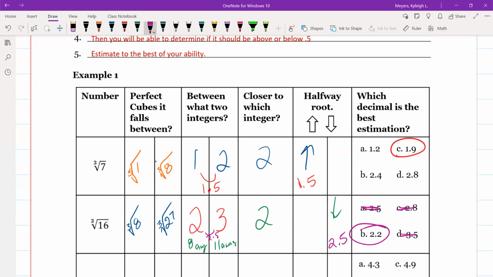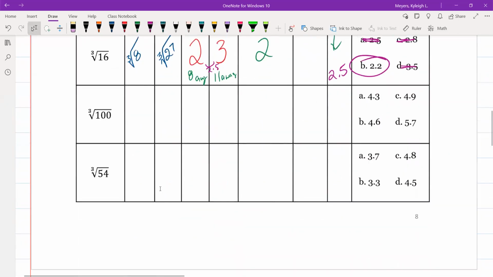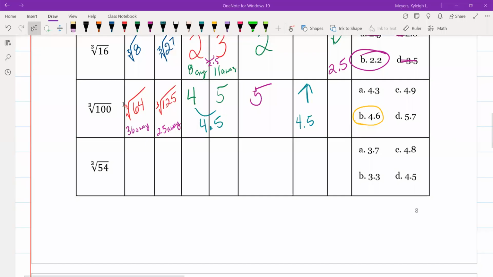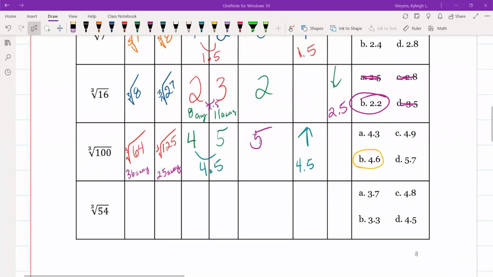Okay? All right, so I want you to pause the video and try the cube root of 100 and the cube root of 54 for me. So try those. All right, so hopefully you said, okay, the cube root of 100 is between the cube root of 64 and 125, which correlate to 4 and 5 respectively as integers. If you subtract the two numbers, the cube root of 100 is 36 away from 64 and 25 away from 125. So it's closer to the cube root of 125, so it's closer to 5.